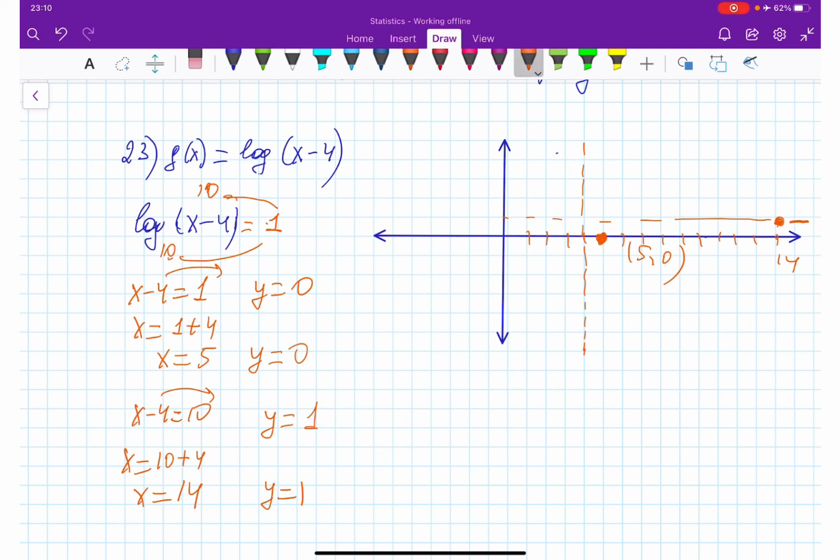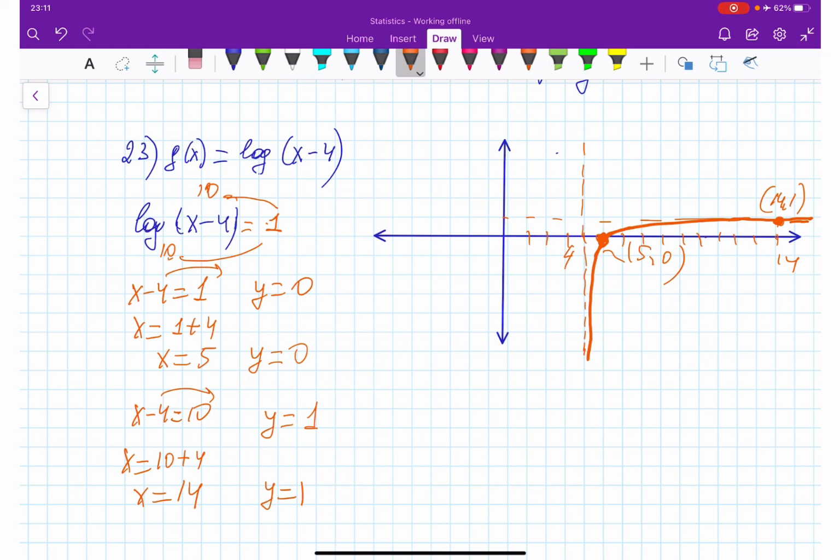So the graph is going to run like this. So this point is 5, 0. This point is 14 and 1. Now, why is 1 equal 0, the 1 less, this equal 4? Why did we take equal 4 here?